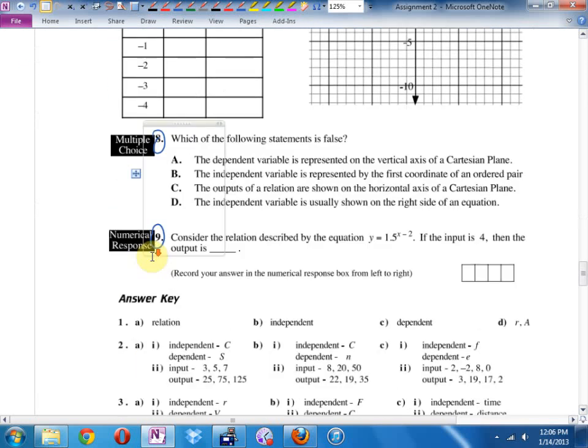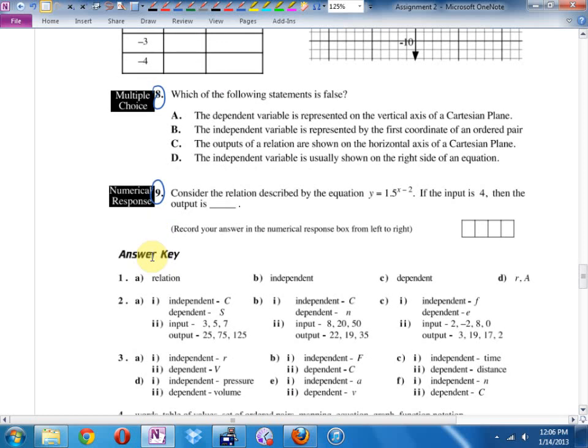Number 9. Wow. I guess the x is an exponent. Okay. It says, consider the relation described by the equation y equals 1.5 to the power of x minus 2. In grade 12, Naomi, you'll learn that this graph looks like this. You don't know that yet, but it's an exponential growth equation.